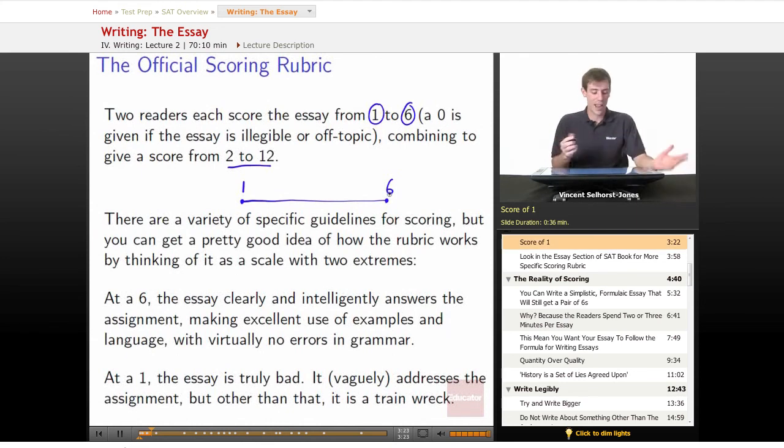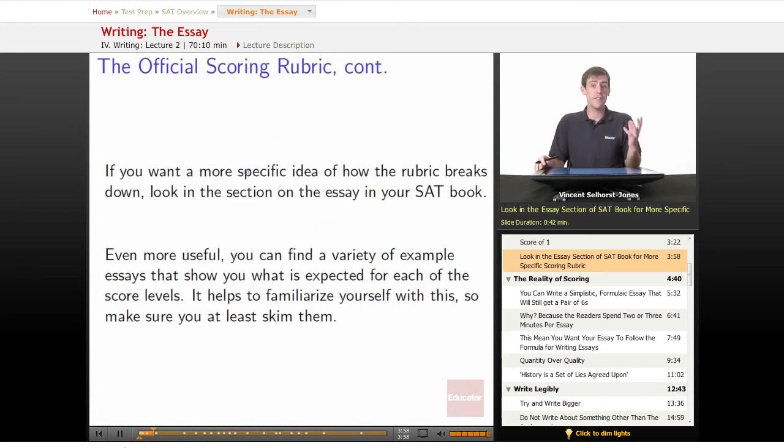A 1, on the other hand, is an essay that is really bad. If you look at the 1 essay samples, they're terrible. They're going to have something to do with the assignment. They're not going to be completely off the wall, but they're pretty darn bad. So check it out and you'll feel pretty good. You can be pretty confident you're not going to get a 1. If you're in the kind of position where you're watching a course like this, you're almost certainly not going to get a 1, so don't worry too much about that. The question is more, can you get a 4, a 5, or a 6? So 1, really, really bad essay. 6, excellent essay. That's the official scoring rubric.